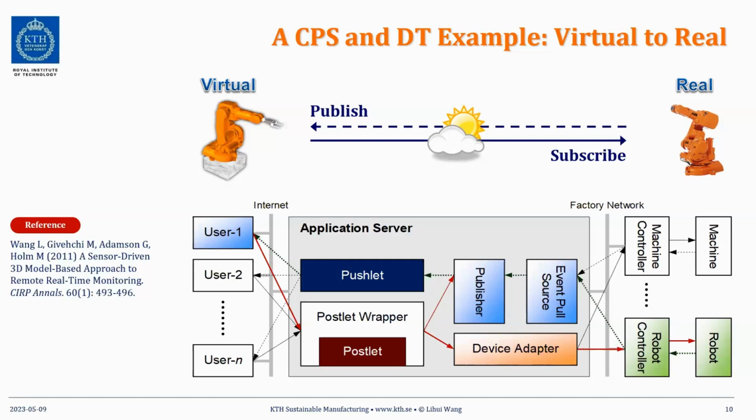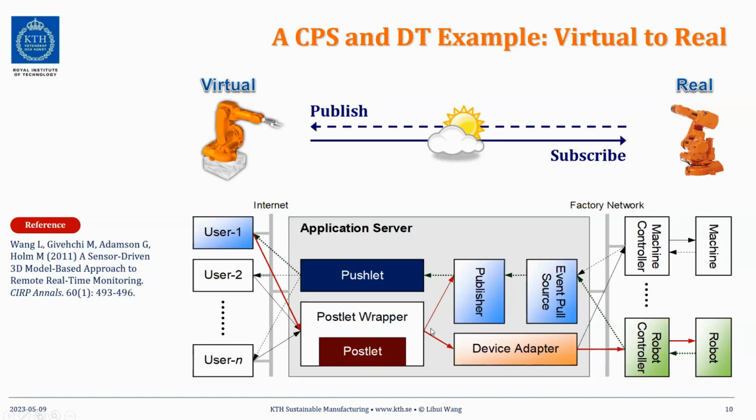We can use a publish-subscribe design pattern to design this system, just like we subscribe to a magazine. Whenever a new issue comes out, we receive it. Many of us subscribe to different magazines or journal issues. The same idea applies here. As the user, I'm user one. I'm interested in controlling this robot, so I send a request to the application server. This request is further passed down to the device adapter and then to the right controller for this robot.